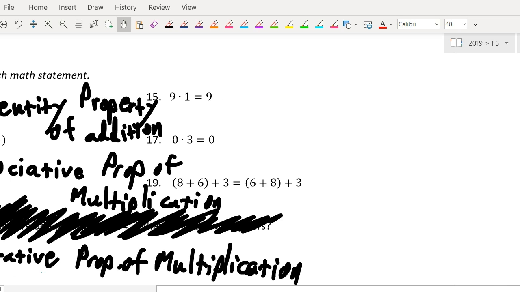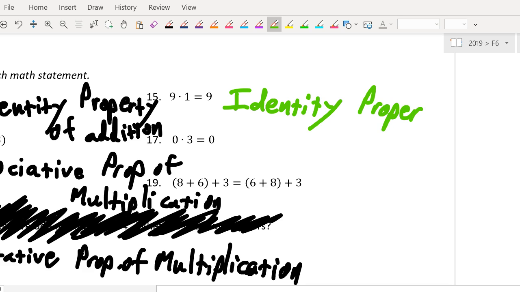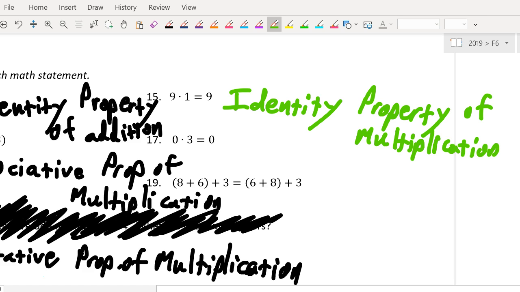All right. 9 times 1 equals 9. What's the property? Identity of multiplication. Identity property of multiplication. Yes, but there are other properties of multiplication. How do you know it's identity? Because it's times 1. Because you start out and end with the same number, right? 9 equals 9. Okay, what about the next one?